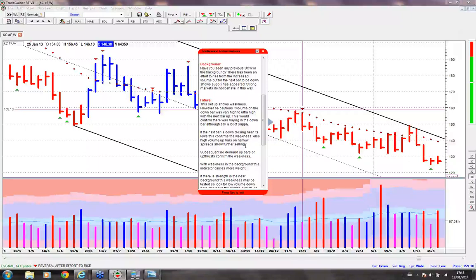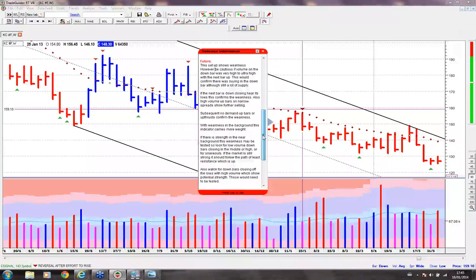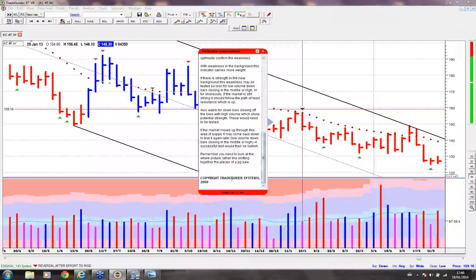Also, high volume up bars on narrow spreads show further selling. Here's a high volume up bar on a narrow spread. It's actually a level bar, but it's an increase in volume, narrow spread. Everything makes sense. Subsequent no demand bars confirm the weakness or upthrusts. All right. With weakness in the background, this indicator carries more weight. Okay, and then you just read on.